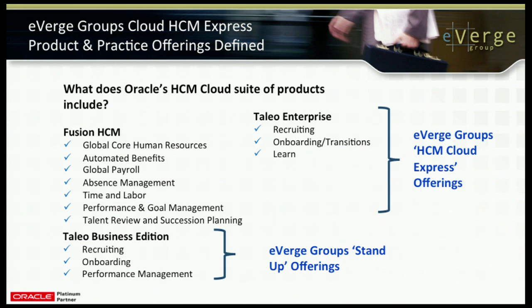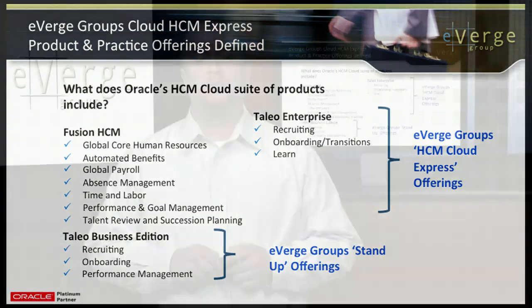management application. It also includes global payroll, so there are now many global localizations for payroll, such as the US, Canada, Mexico, and others. There's talent management functionality within Fusion as well. That includes performance and goal management, as well as talent review and succession planning. And there's more functionality actually on the future state roadmap for Fusion.